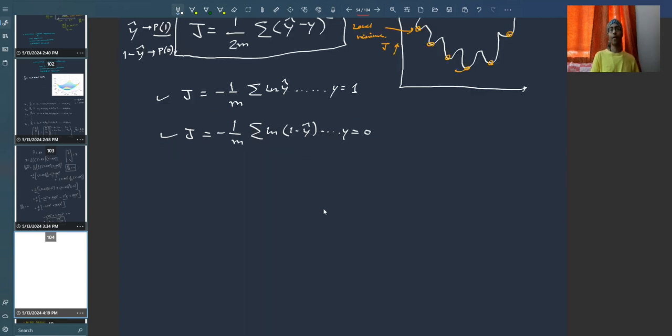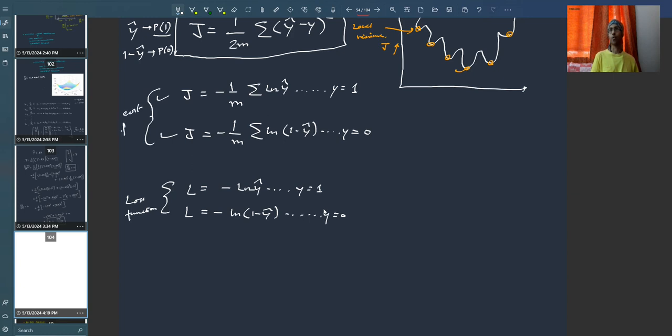Similarly, say we have some data. For a single data point, the loss function is given like this: minus ln y hat when y is equal to 1 and minus natural log of 1 minus y hat when y is equal to 0. So this is the loss function for a single data point, and taking the average over all the data points is called the cost function.